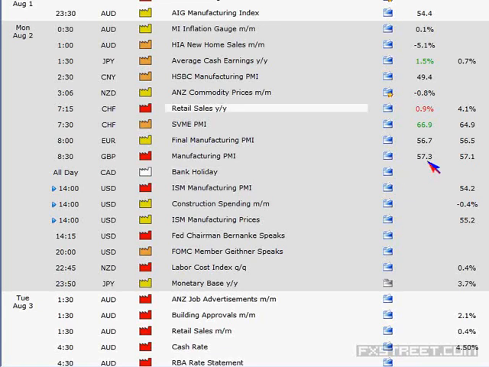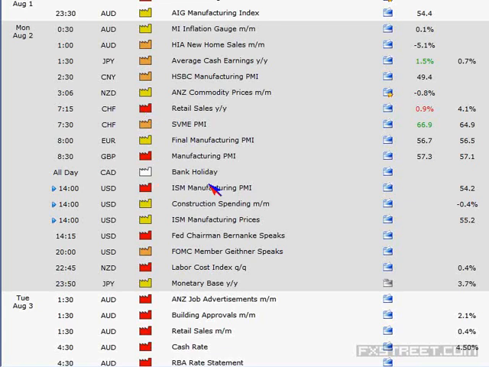Subsequently, if it is shown in black, that means not much of a change. If it is in red, obviously it is less than expected. If it is in green, it is more than expected. And also the importance of the events is given in various colors. In FX Street, you come across exclamation marks, either 1, 2 or 3.